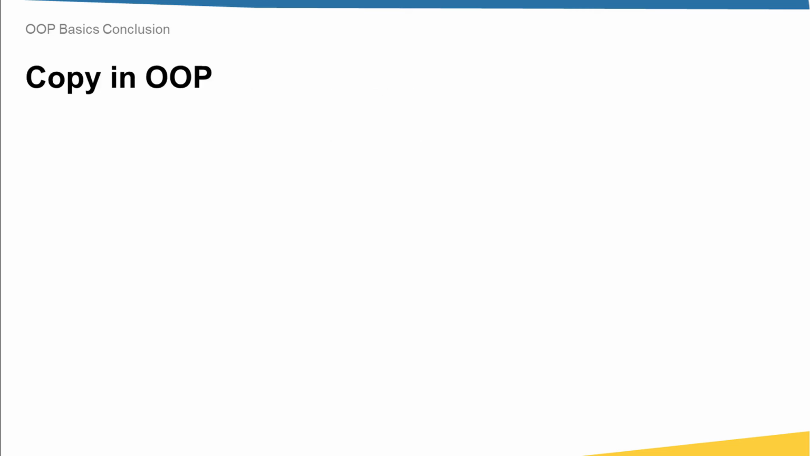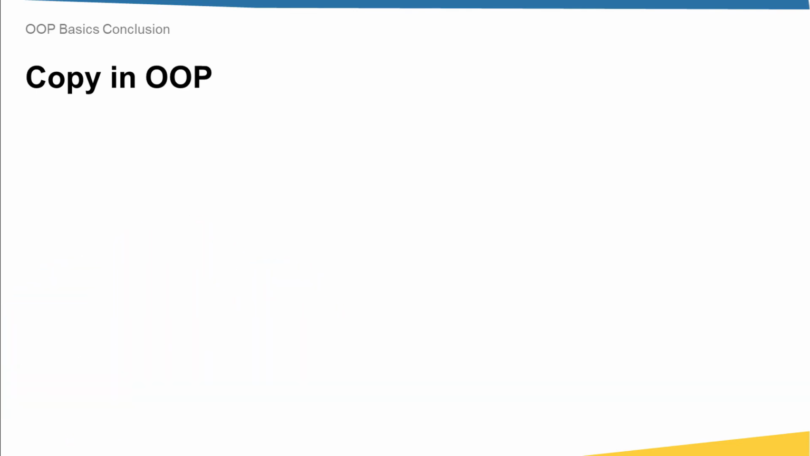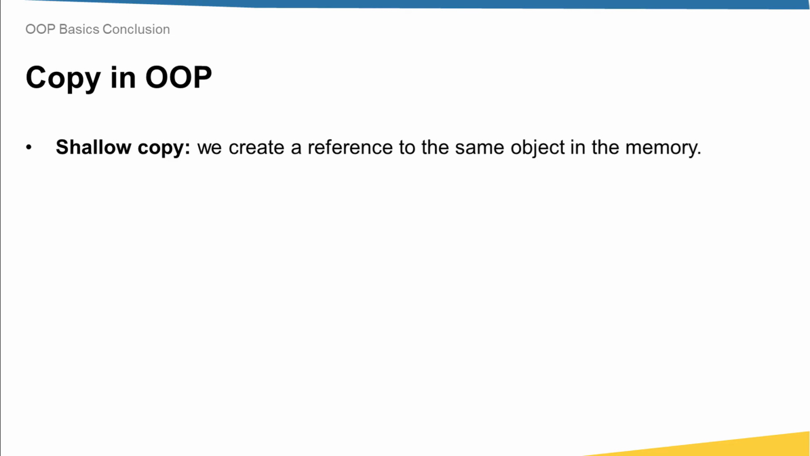The last concept that was covered in this section is copying in OOP. We said that if I assign one object to another, I'm not actually creating a standalone object. What I'm creating is just a shallow copy of this object, in other words, just a reference to the same location in memory. So be careful, because if you update one, the other will be changed.